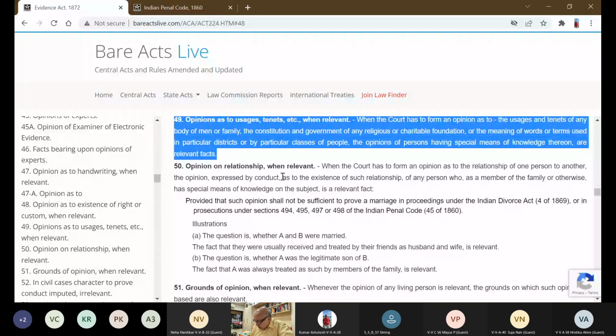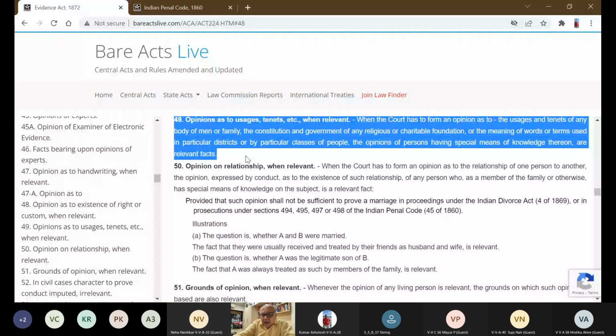Then come to 50. Opinion as to relationship when relevant. When the court has to form an opinion as to the relationship of one person to another, the opinion expressed by conduct, as to the existence of such relationship, of persons who are members of the family or otherwise have special means of knowledge, is relevant. So this is also under the provision of opinion as to relationship, under 32(5), 32(6), which we have done earlier, of the opinion.